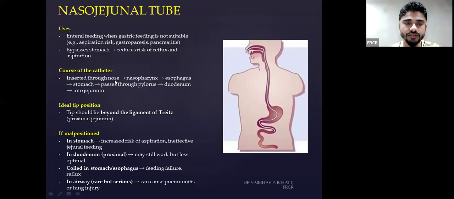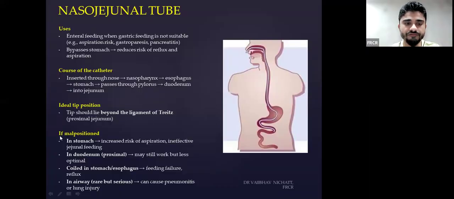The catheter is ideally inserted through the nose, then goes via the nasopharynx into the esophagus, via the esophagus into the stomach, then across the pylorus into the duodenum and then the jejunum. The ideal tip position of the nasojejunal tube should be in the proximal jejunum beyond the ligament of Treitz.